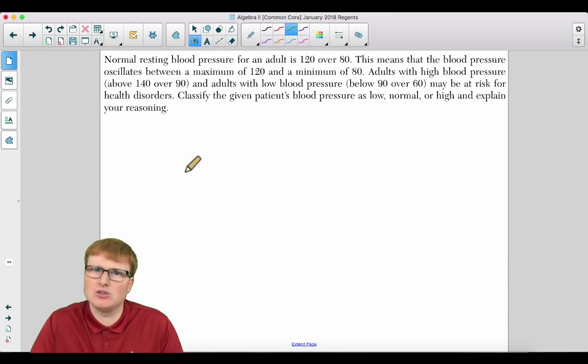So, they certainly need to cut off. What causes high blood pressure? Salt, sugar, stress levels. That definitely. Oh boy, especially during Regents time, right?